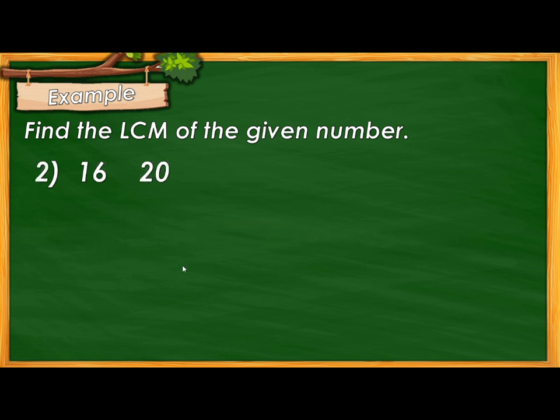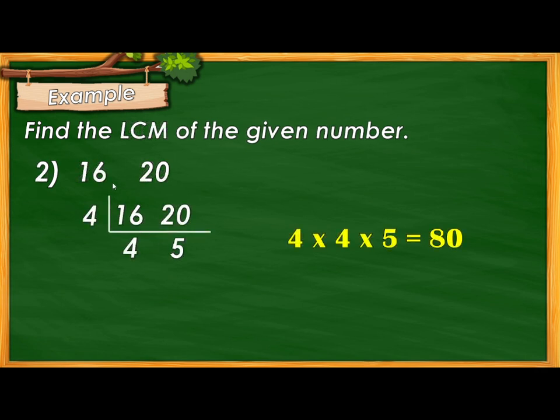And find the LCM of 16 and 20. Using continuous division, we have 4. The common factor between 20 and 16 is 4. So 16 divided by 4 is 4. 20 divided by 4 is 5. Then this would be the LCM of 16 and 20. So 4 times 4 is 16, times 5 is 80.